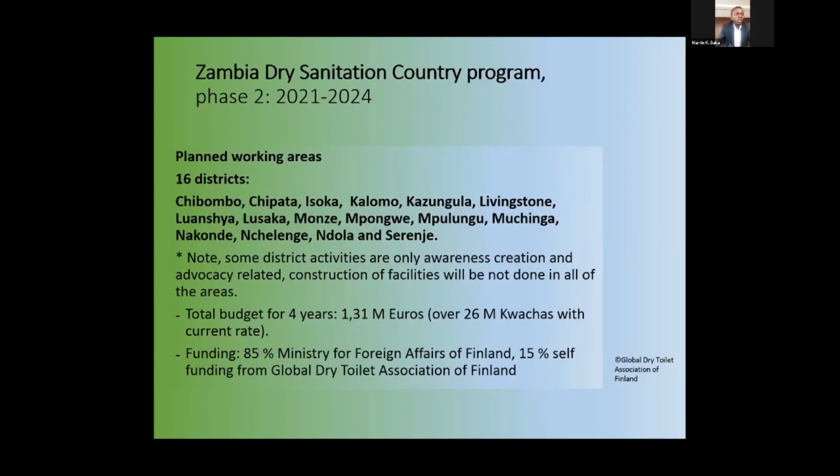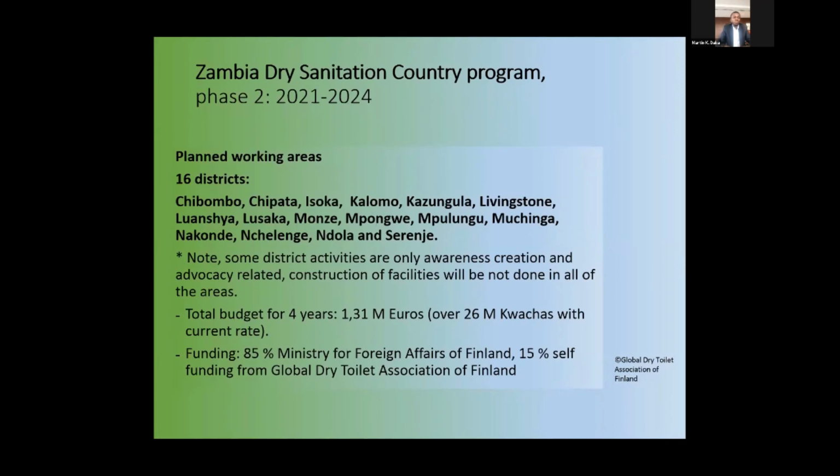So our planned working areas are 16 districts listed there. That's Chibombo, Chipata, Isoka, Kalomo, Kazungula, Livingston, Luansha, Lusaka, Monze, Mpongwe, Mpulungu, Mchenga, Nakonde, Chilenje, Ndola, and Serenje. So it is notable that some district activities will only be awareness creation and advocacy related, whereas construction of facilities will not be done in all of the areas.